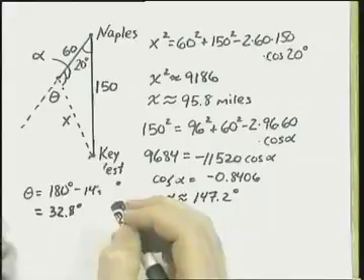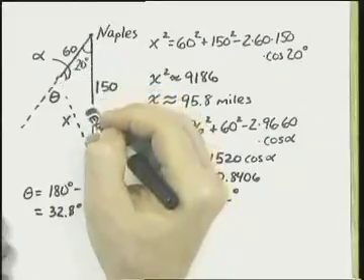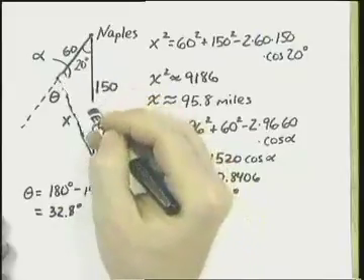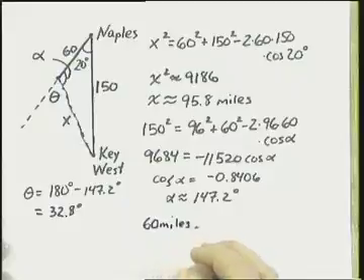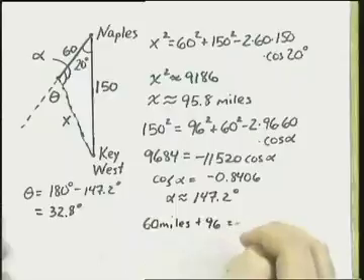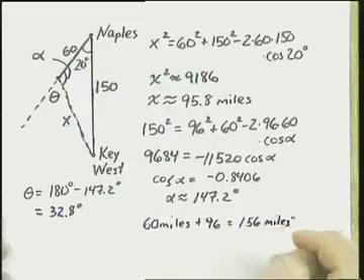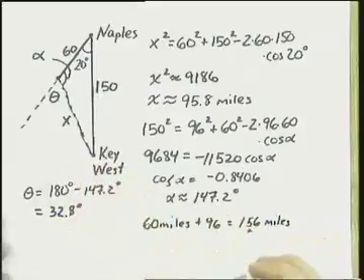Finally, what we want to do is determine how much time has been added to the trip. Well, we can do that by figuring out the total distance that the boat is going to travel. It's going to travel 60 miles when it initially went off course. Then we have that x is 96 miles. So the boat's traveled 156 miles. Compare that to the 150 that it was supposed to travel. So we really only added 6 miles to the trip.